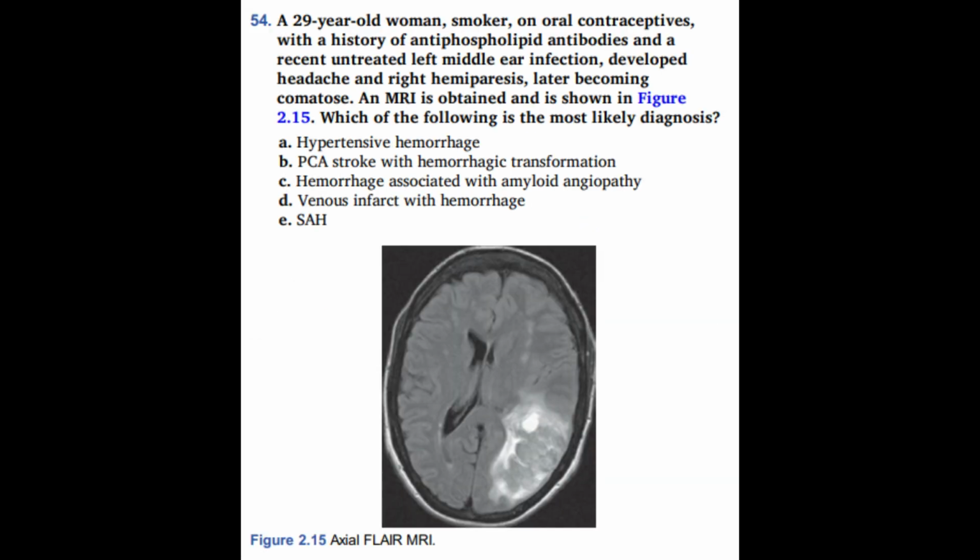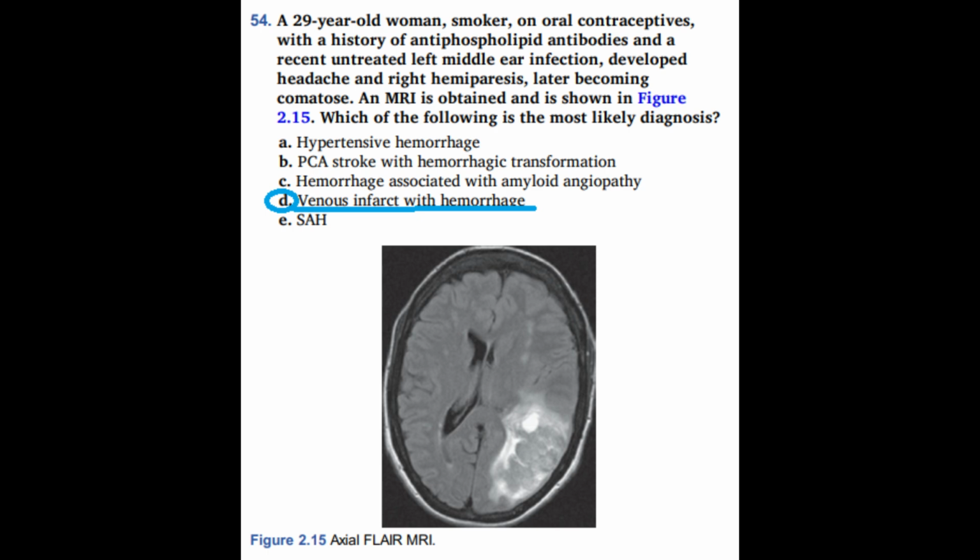To wrap this up, what makes this case special? It reminds us that not all strokes are arterial. It teaches us to look for patterns that don't follow typical vascular territories, and it underscores the importance of recognizing venous infarct, especially in young women with risk factors. Stay sharp because when veins go rogue, the brain pays the price.